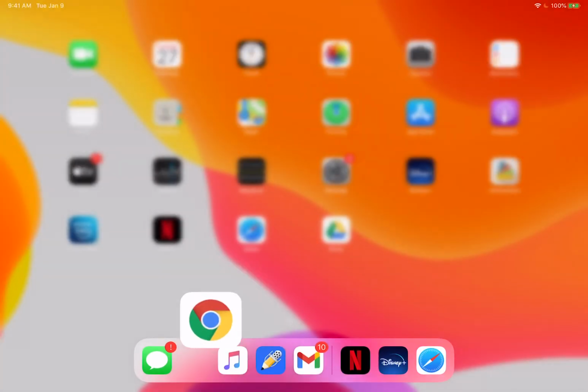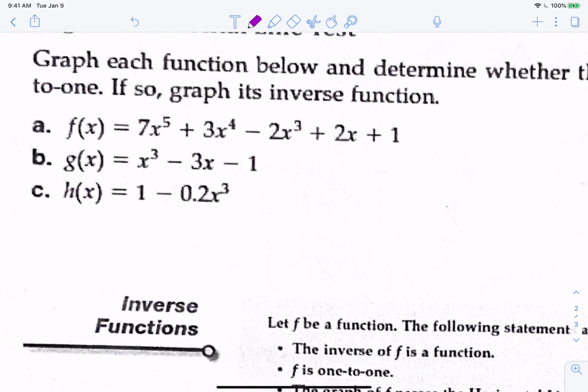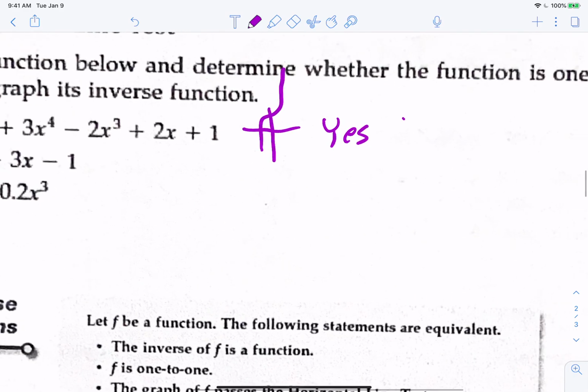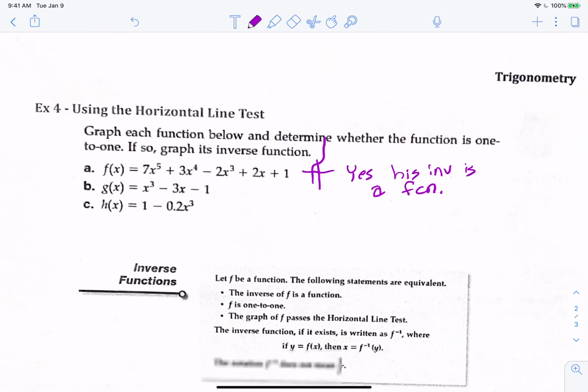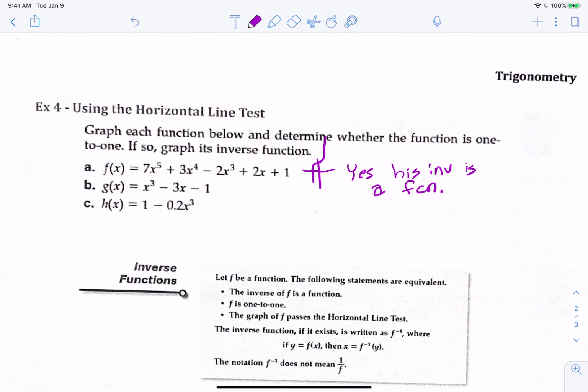Okay, so let's go back. This guy, if you want to make a little note, he looked like this, like a skinny guy, okay? So yes, his inverse is a function. Yes, that was part A. Part B. Can I go back to Desmos?